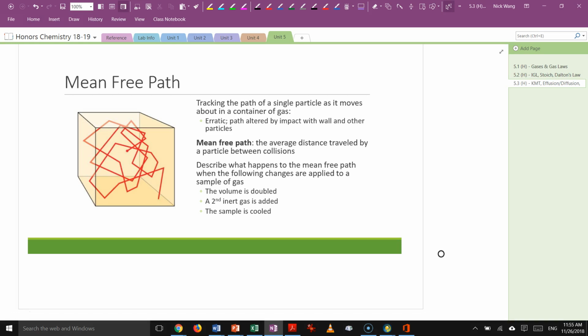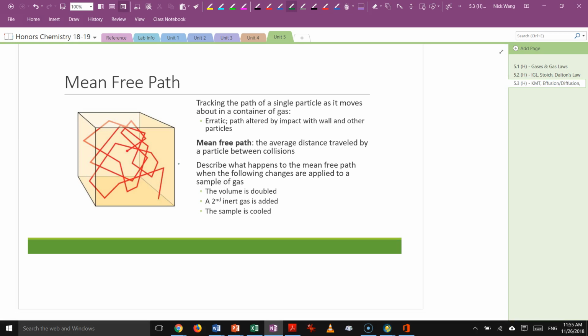But what they're saying here is that the mean free path is the average distance traveled by a particle between collisions, right? So you can see that some of these are shorter than others. Some are a little bit longer. Some are really short like that, and you have some really long ones like that one. So the idea is that the average distance they move before they bump into each other, that's the mean free path.